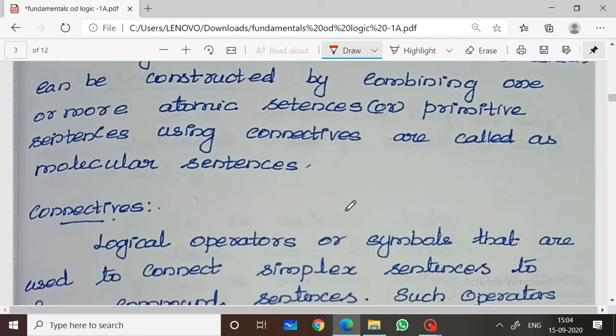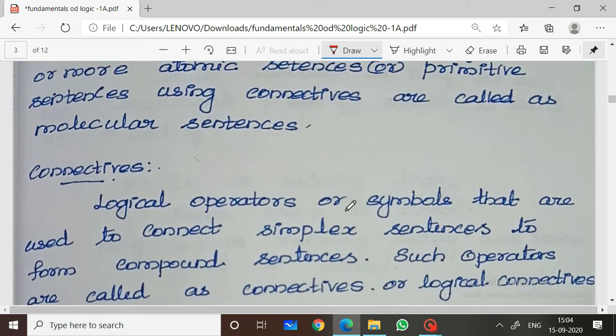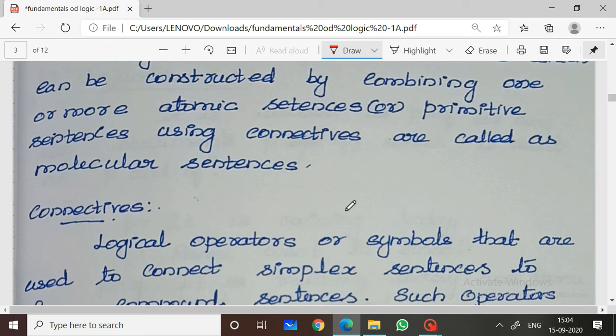For that we need a connective. That connective is known as an operator. Connectives means it is an operator. So those operators we have to know. First of all, we need to know what connectives are. The sentence we form using those connectives is known as a compound sentence. So before that, using the connectives, what are connectives? We need to know what connectives are.